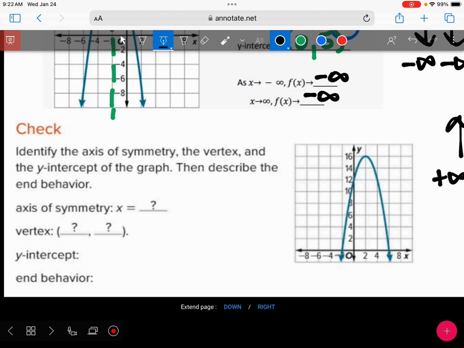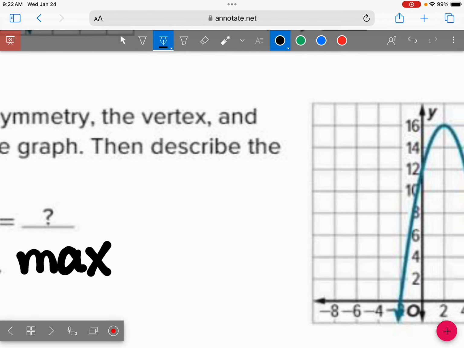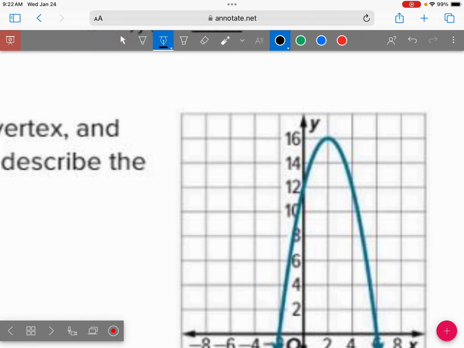So do we have a maximum or a minimum for this one? Put a thumbs up if you say it's maximum, thumbs down if you say minimum. Okay. So I agree. We have a maximum. I'm going to write that down because that is a quiz question. You have to tell me if it's a max or a min. And I'm going to put a red dot at the highest point. Okay, this is the highest point.